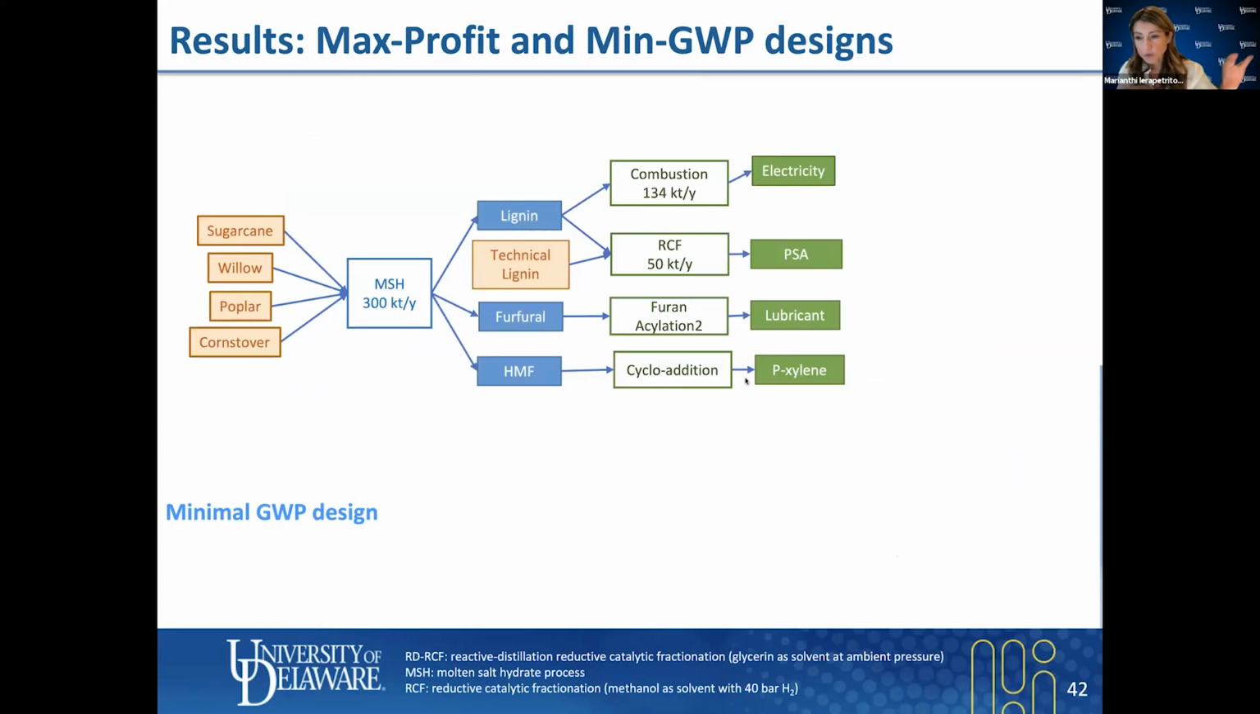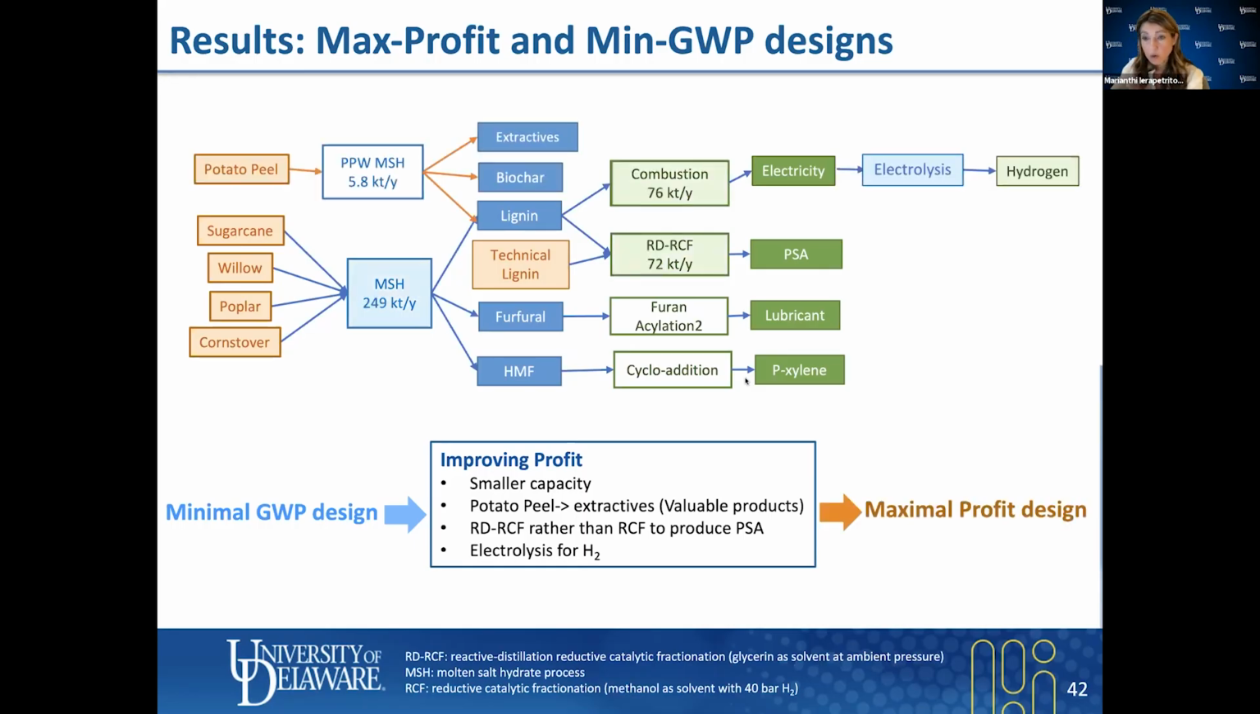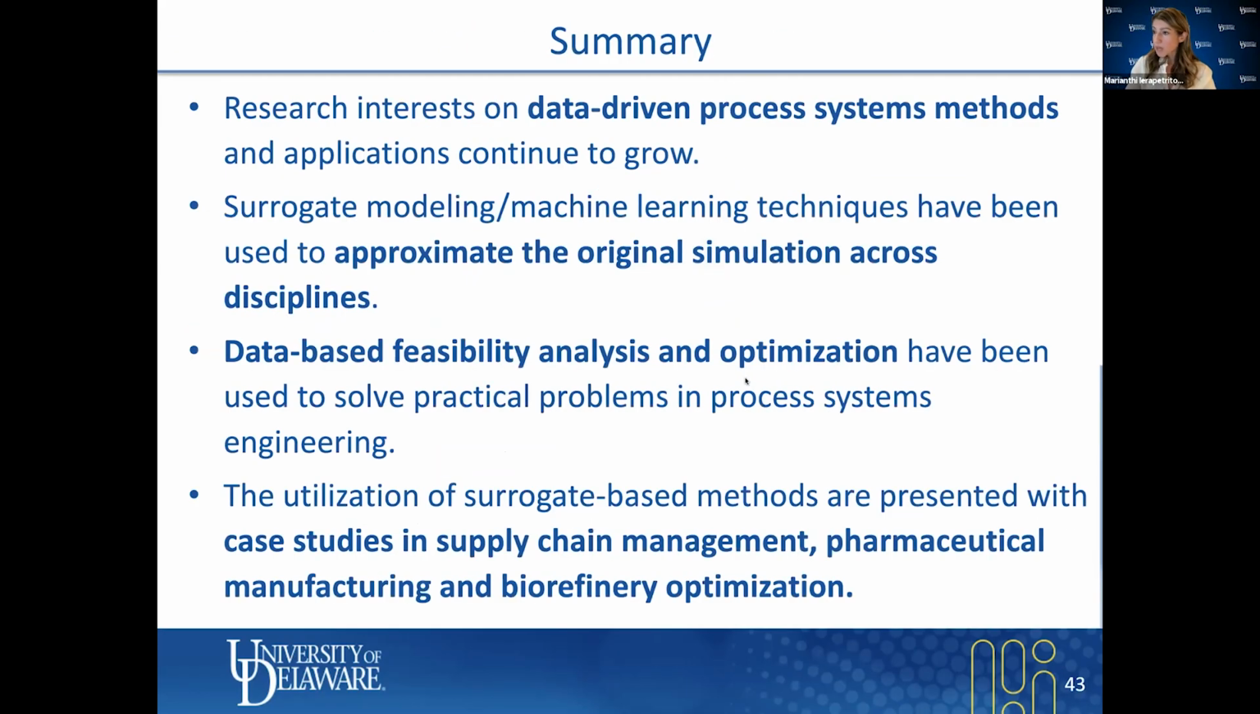So if we move from the most environmentally sound solution to improving the profit, then we are changing the solution to a smaller capacity, the most profitable products like the extractives from potato peels, and also the production of hydrogen, because this gives rise to maximum profit designs. So I think I'm running out of time, so I leave you.